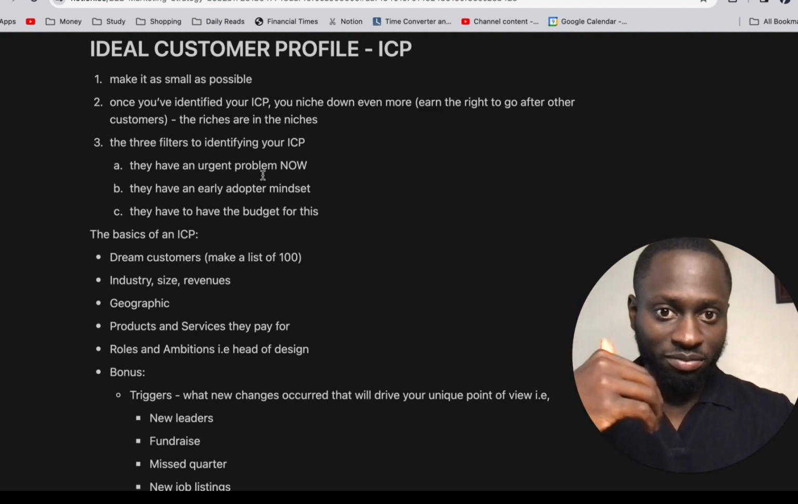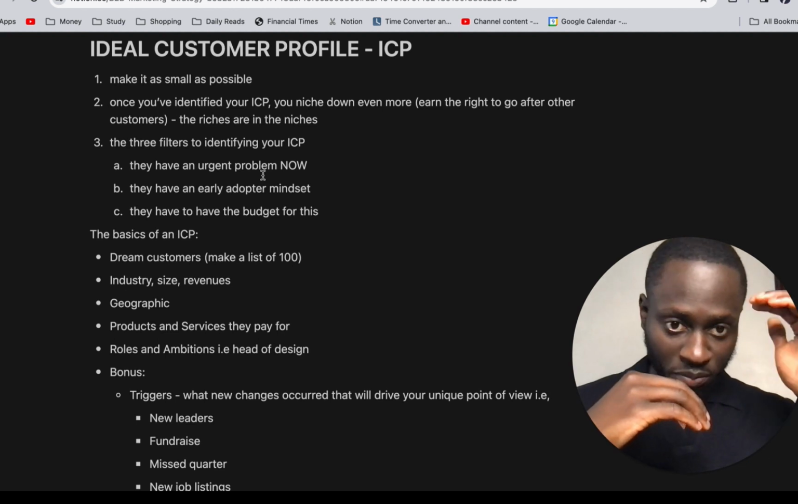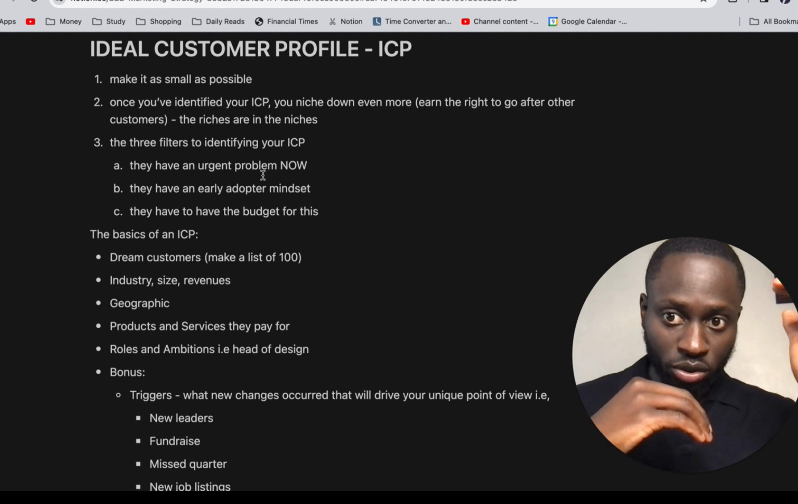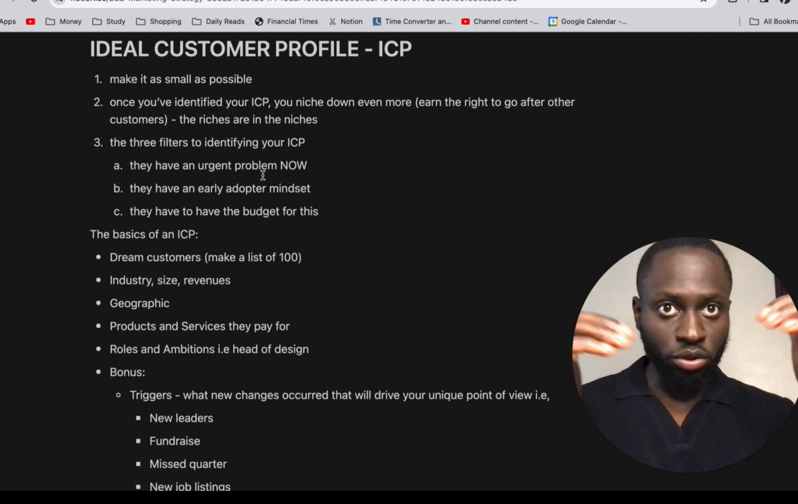So niche down. Before actually going into your ICP, you want to earn the right to go after the other customers that you want, because the riches are in the niches. So you want to niche within your niche.